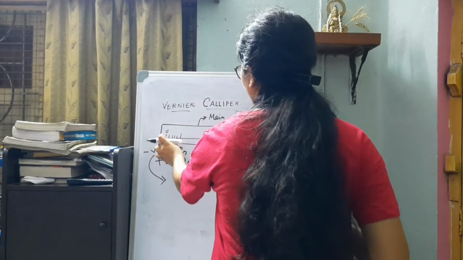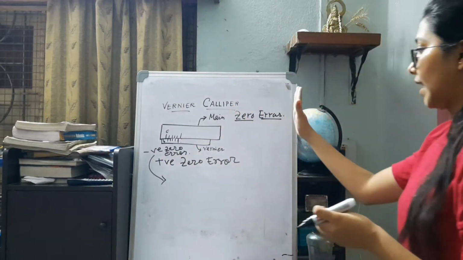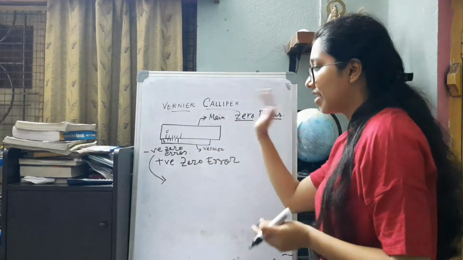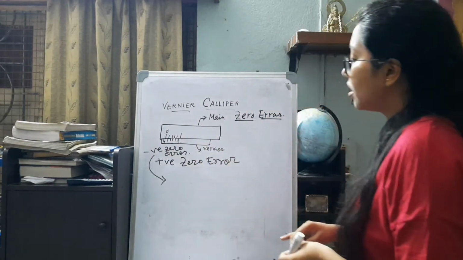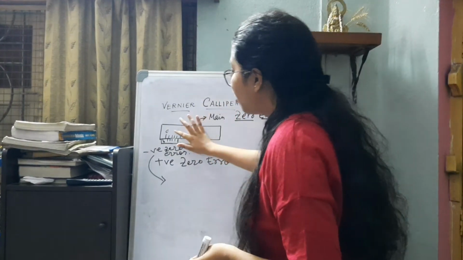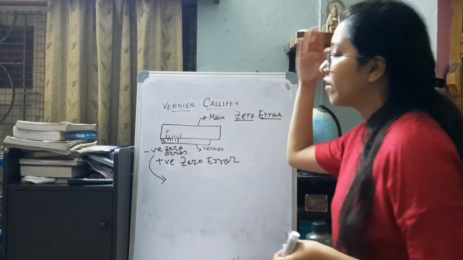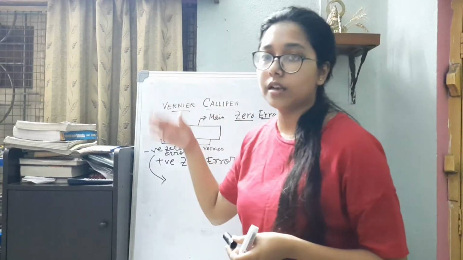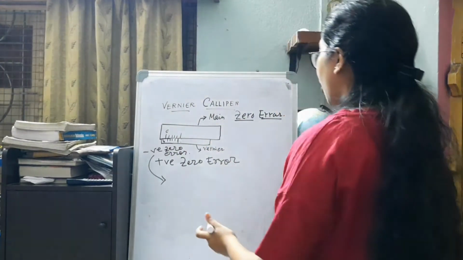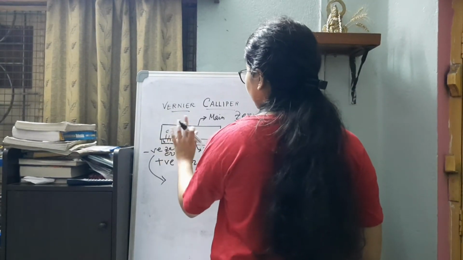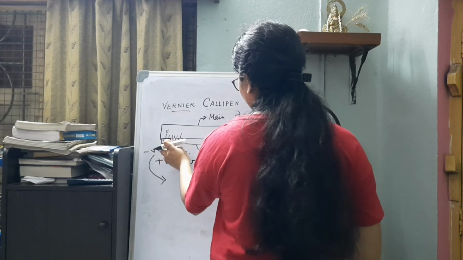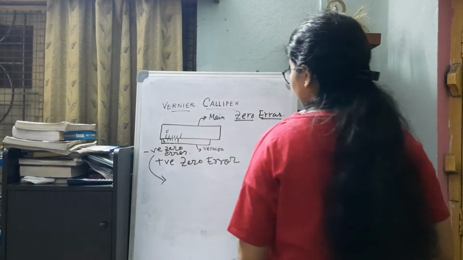So suppose we can observe that this division is coinciding. So what will be the value of the negative zero error? It is asked, why negative? Because the vernier scale is behind this one. So now after this we have to go searching for which division of the vernier scale coincides with a main scale division. We observe that the third division of the vernier scale, not of the main scale, is actually coinciding with this one.